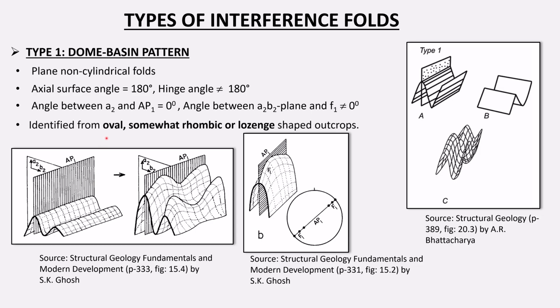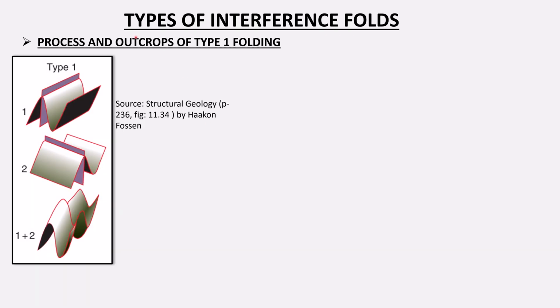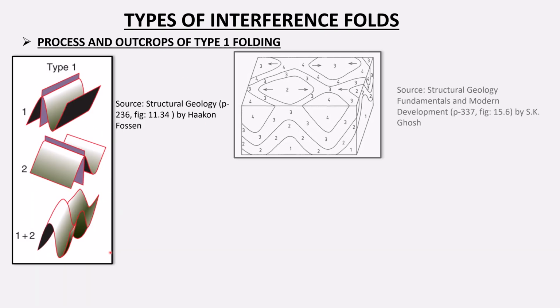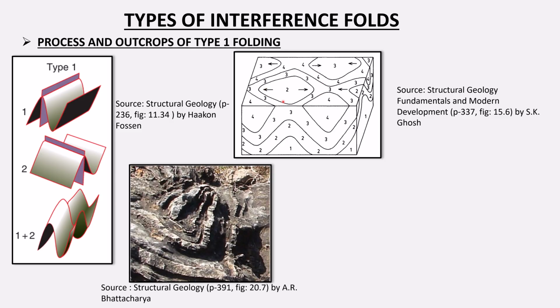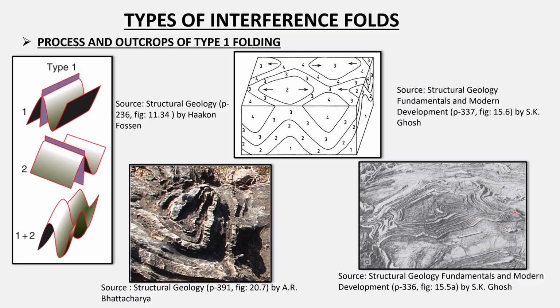And here the outcrop, if we see it, is oval, somewhat rhombic, and lozenge shapes of outcrop can be seen. Now here is the first generation fold, second generation fold, and their resultant fold. Here is a schematic diagram showing how this type of folding can occur in a field. As you can see, a somewhat oval type outcrop can be seen here. Here is the original field photograph of this type of folding outcrops.